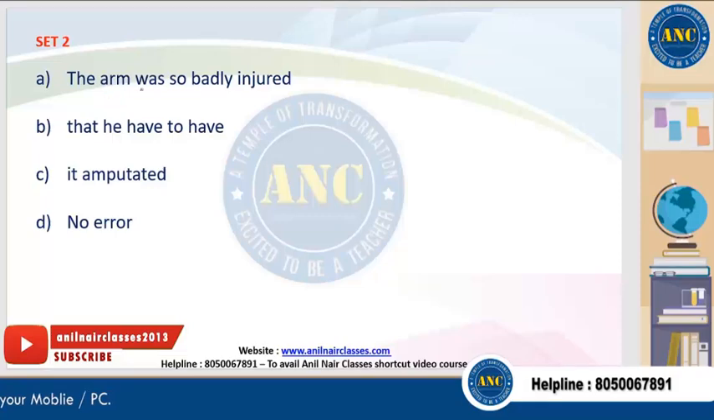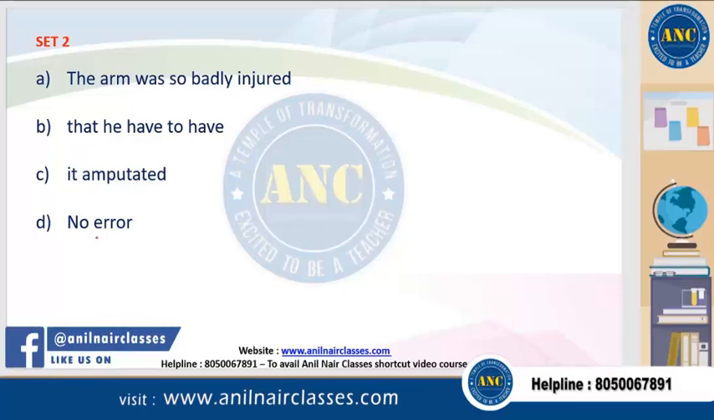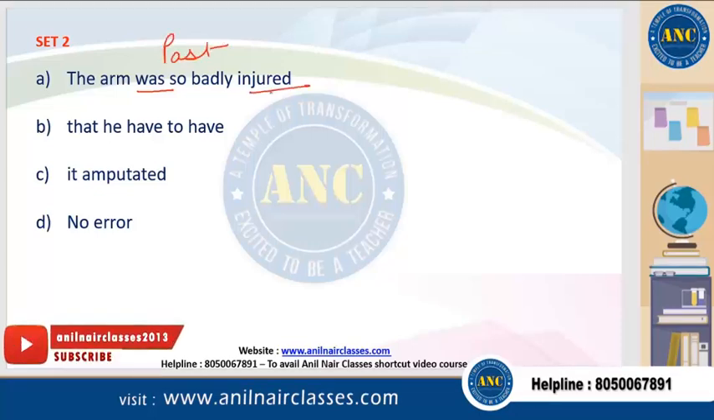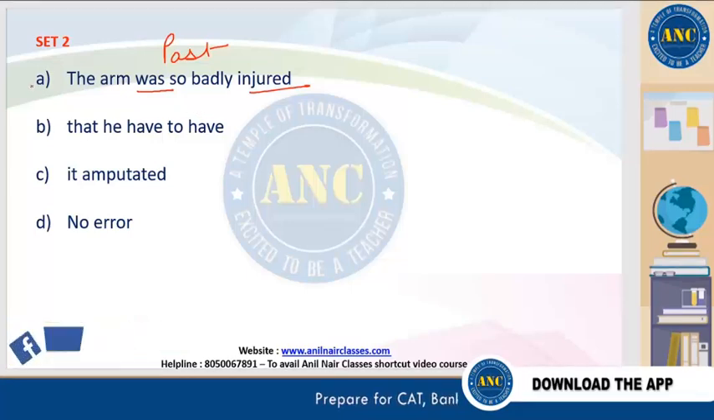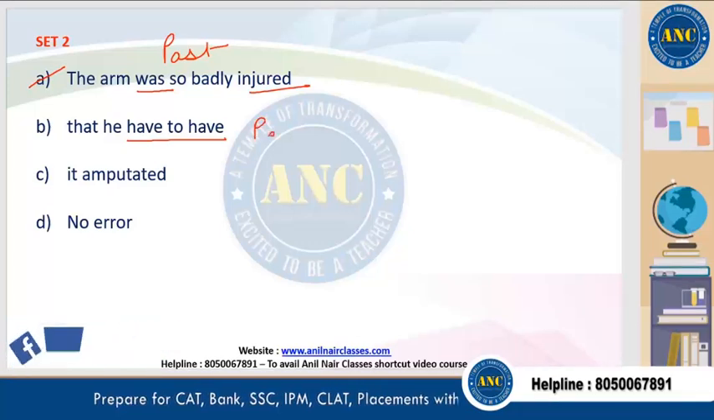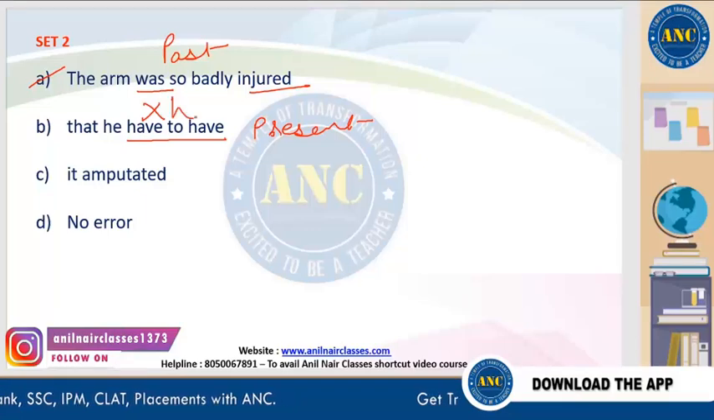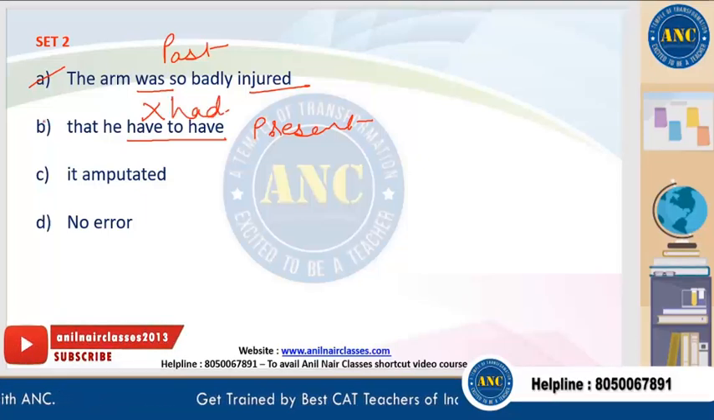Next one. The arm was so badly injured that we have to have it amputated. Now "was" tells me that the sentence is in the past. "Injured" also tells me that the action has already happened in the past. So that is fine. Now "we have to have" is in the present tense. The consistency is not there. "He had to have" is the right answer. So B is the right answer. Get rid of C and D.